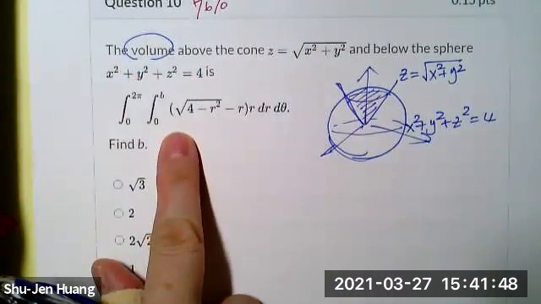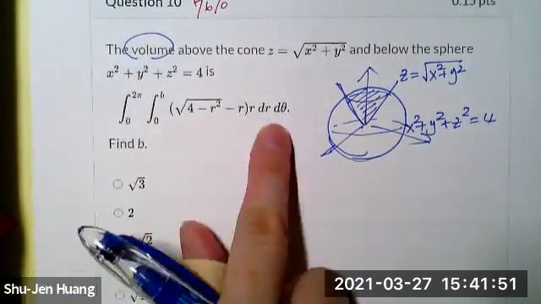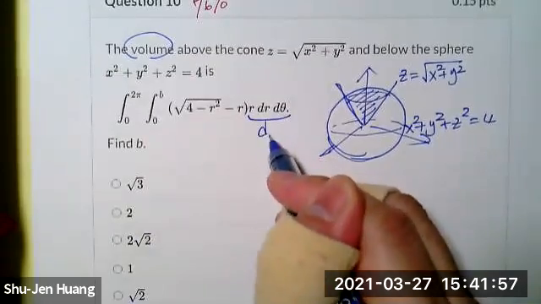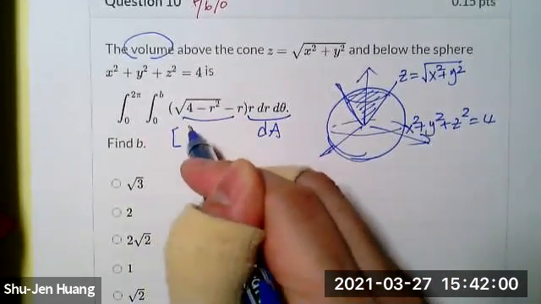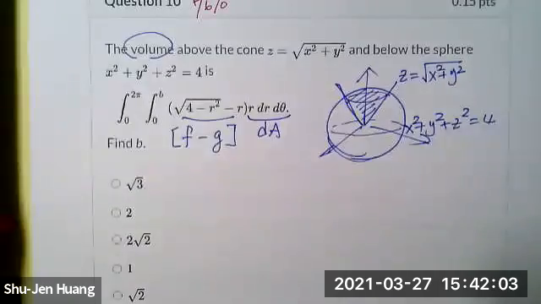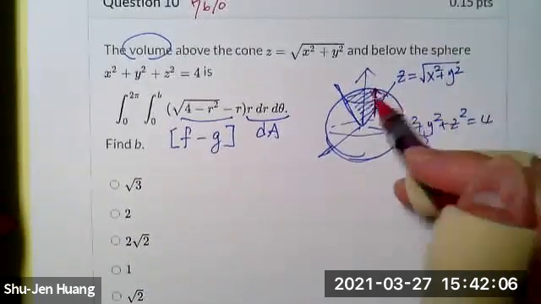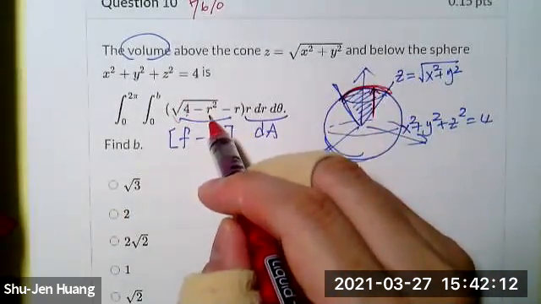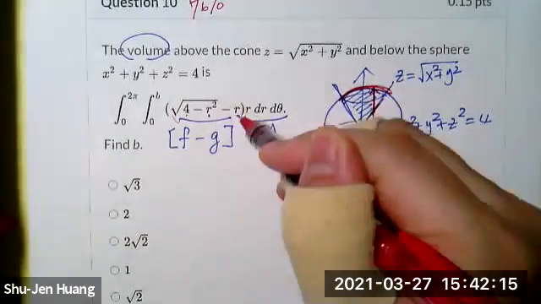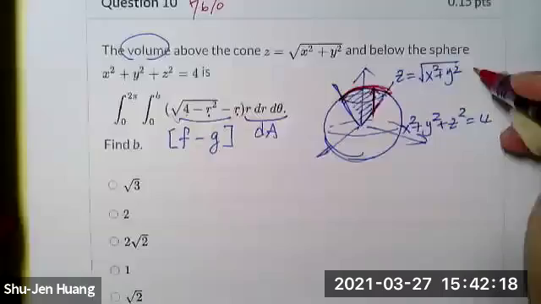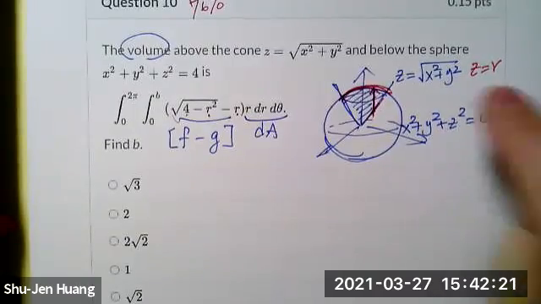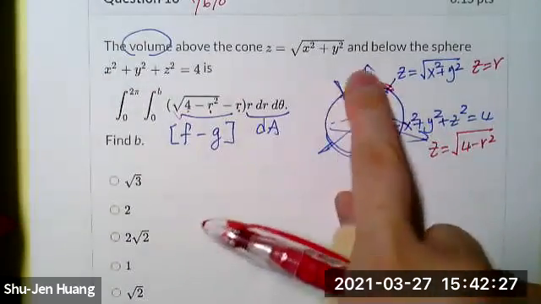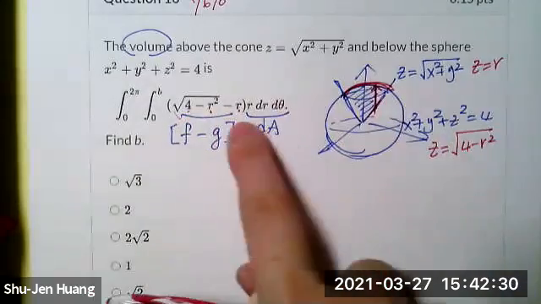So this is using the double integral, as you can see, in polar coordinates. This part here is dA, and this part should be the upper surface minus the lower surface. The upper surface is from the sphere, which is the square root of 4 minus r squared. The lower surface is from the cone, which is r. So the cone can be written as z equals r, and for the upper surface you solve for z, which is the square root of 4 minus r squared. So that's why we use the sphere, the upper surface, minus the lower surface.